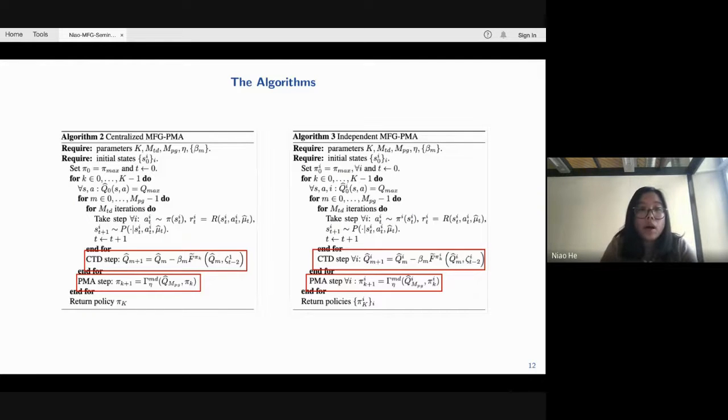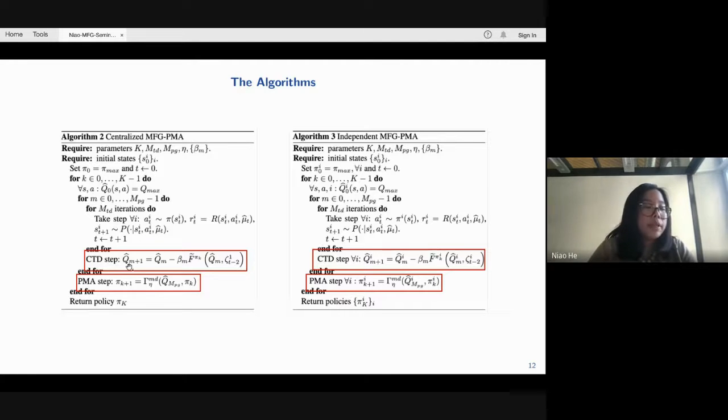To be more specific, here is how the algorithm works. Here are the algorithms for the centralized setting and also for the independent learning setting. For the centralized learning setting, there are essentially just two key steps. One is the conditional TD learning step in the inner loop that we run to get an approximate and good estimate of the Q value functions. And on the outer loop, we just run the policy mirror ascent step. In the centralized setting, we have a centralized controller that broadcasts this policy pi to every agent. So every agent uses the same policy pi to generate the data, a sample path for them to estimate the Q value functions.